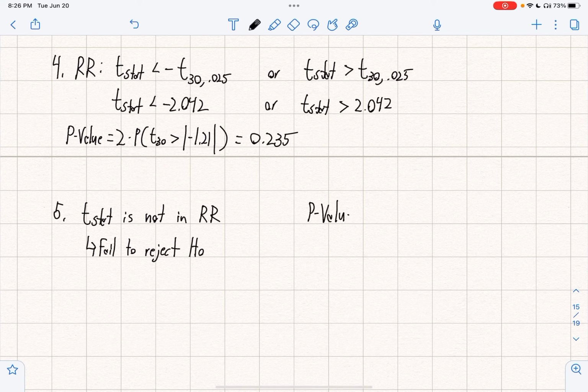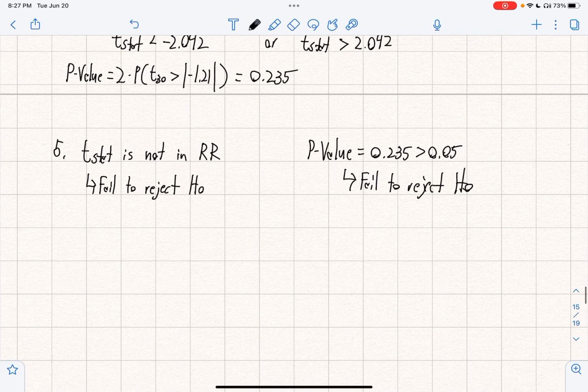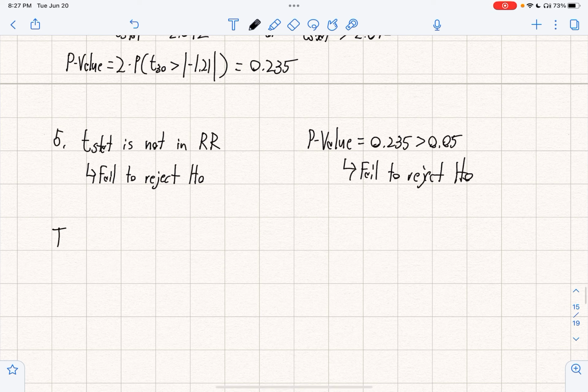And then if we did the p-value, we just found our p-value to be 0.235. Is that less than alpha? No, it is bigger than alpha of 0.05. And therefore, we would fail to reject H naught. So we did our conclusion.